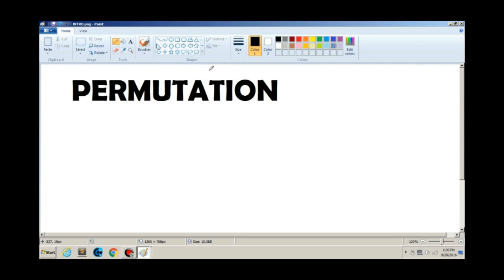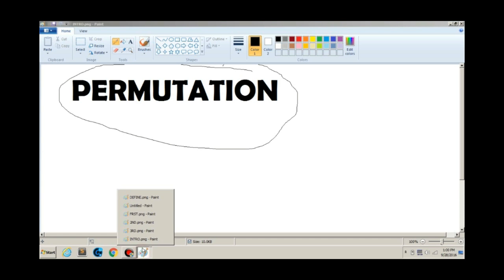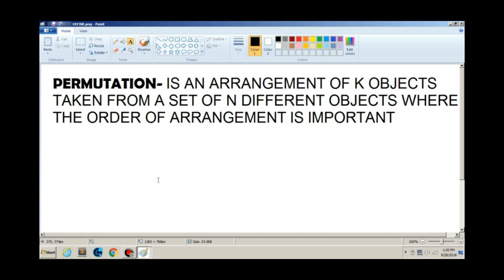Hello, today we're going to teach you how to solve permutation. But before that, let's define it first. Permutation is an arrangement of k objects taken from a set of n different objects where the order of arrangement is important. And there are three formulas involved in solving permutation.